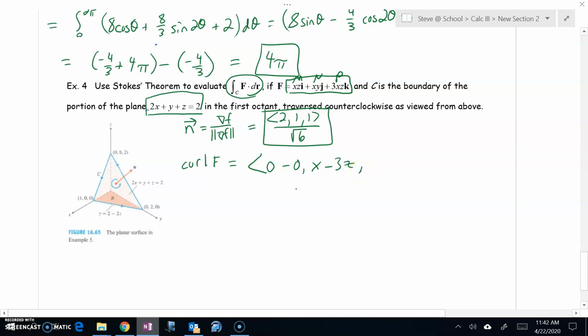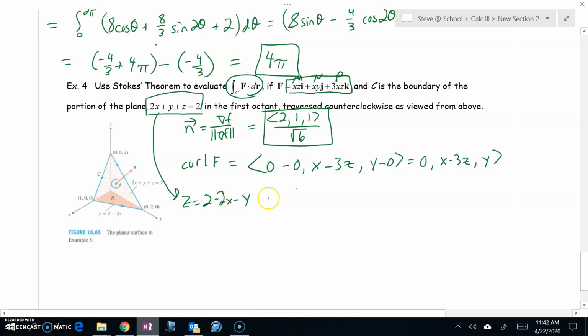And then finally we have dn dx, which is a y, minus dm dy, there is no y, so that's 0. So that vector becomes 0, comma, x minus 3z, comma, y. So there is my curl, there's my n. The only problem here is you always have to get it in terms of 2 dimensions. Luckily, we can solve for z in this plane right here. So z is equal to 2 minus 2x minus y.